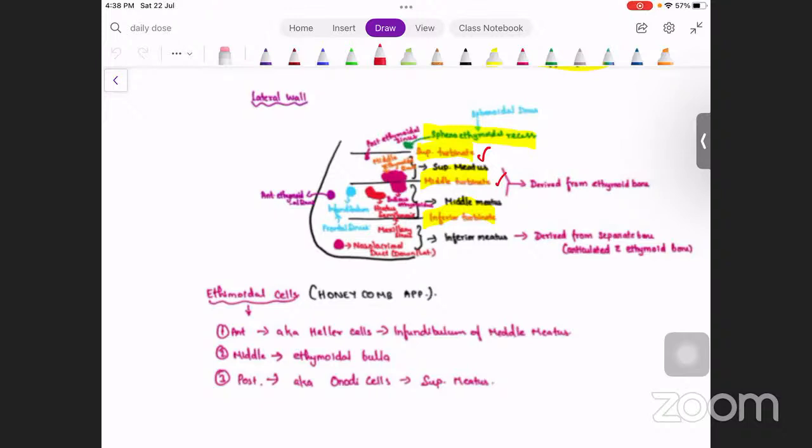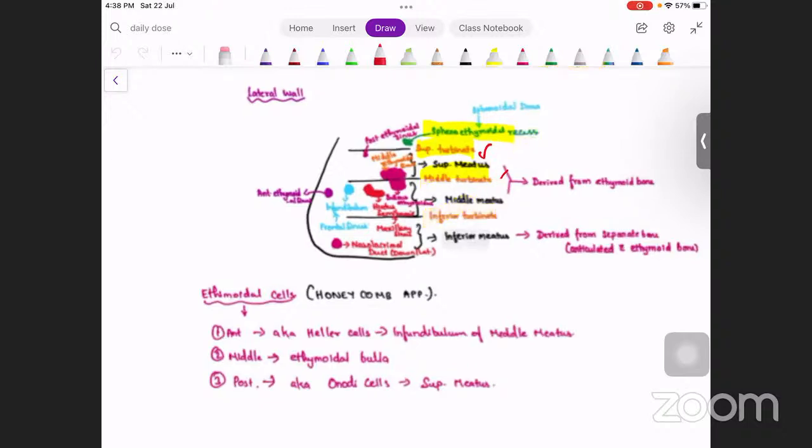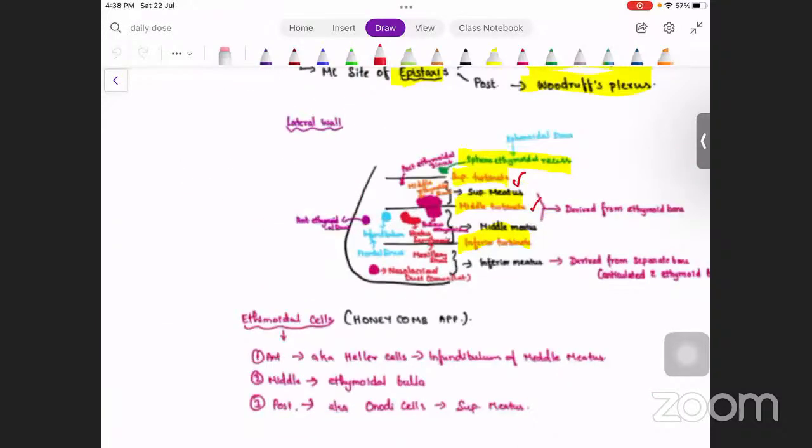This middle meatus will contain a bulla ethmoidalis, and it may also contain a hiatus semilunaris. So hiatus semilunaris and bulla ethmoidalis are the two landmarks which you may see in the middle meatus. And apart from the two, one is your infundibulum and anterior ethmoidal sinus, and you may see the draining of your anterior ethmoidal sinus. And the frontal sinus drains into the infundibulum. Infundibulum is located in the middle meatus.